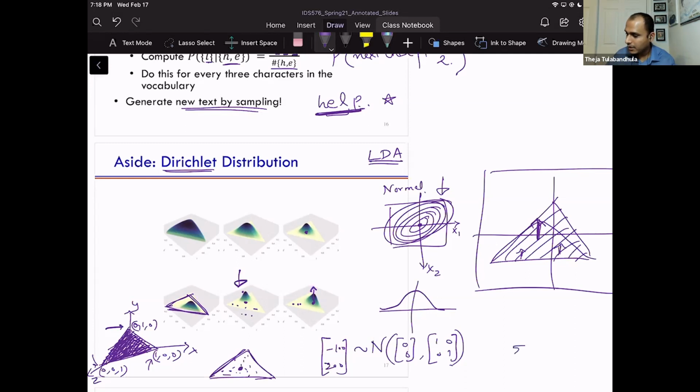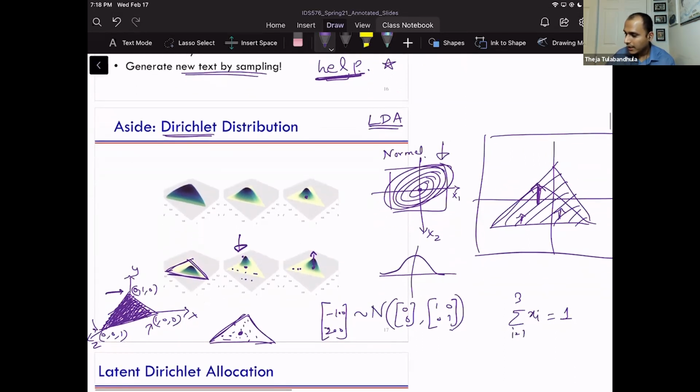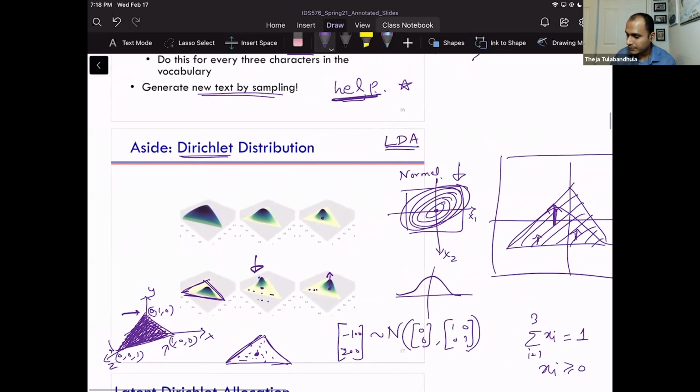Sum of coordinates, let's say x1, x2, x3, the sum over i equal to 1, 2, 3 equals 1. It will sum to 1, and each xi will also be greater than or equal to 0. And you can see that. For example, at the bottom left, the corner points like 0, 1, 0 certainly sum to 1, and they're all non-negative. On the corner points you can clearly see that each coordinate is non-negative and they sum to 1. And similarly, every point on the triangular segment of the plane also sums to 1 and has non-negative values. It's just like on the positive orthant.